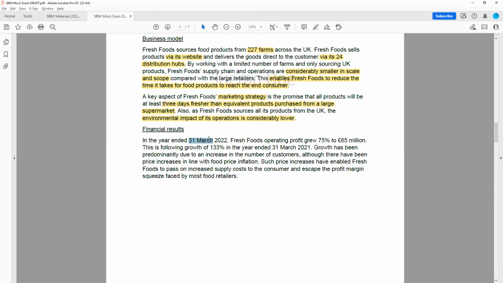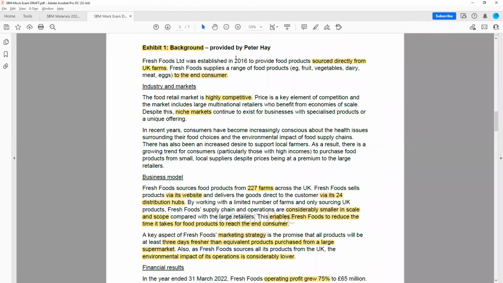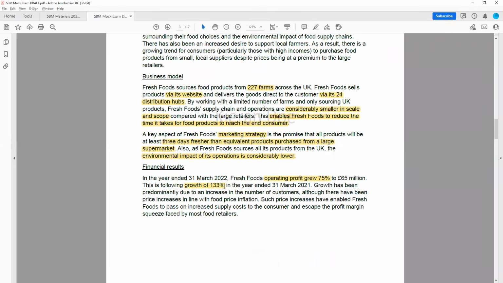So in the year ended 31st March 22, Fresh Foods operating profit grew 75%. So it's clearly performing very well, to 65 million. This is following growth of 133%. So of course, it's a fairly new business, so you perhaps might expect higher growth initially because you'd be starting from a low base point in the previous year. Growth has been predominantly due to an increase in the number of customers.